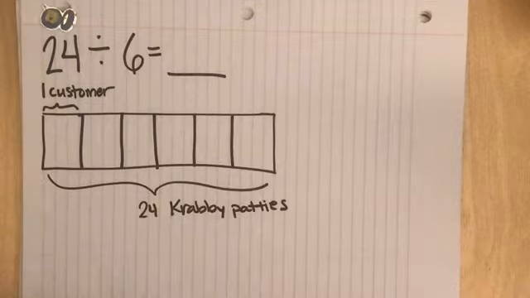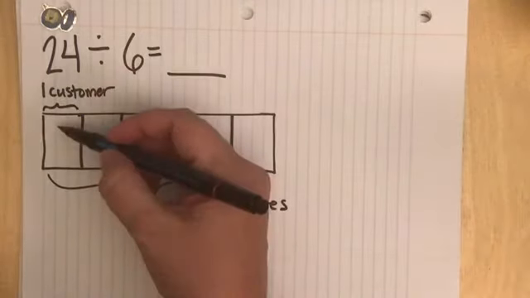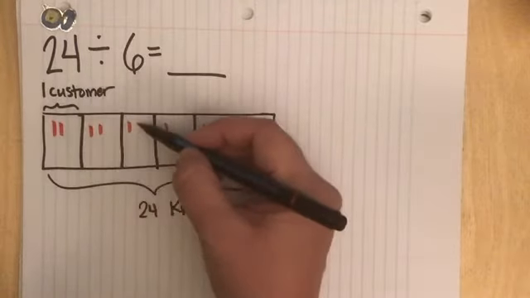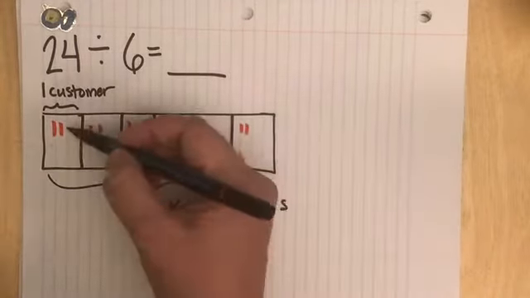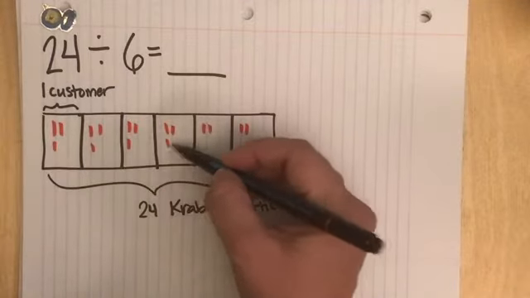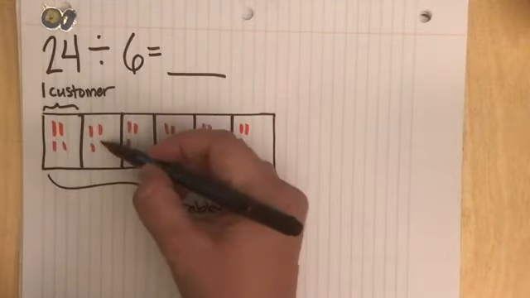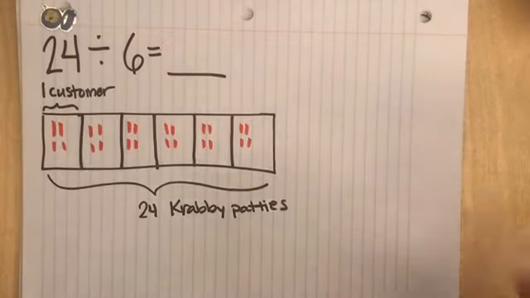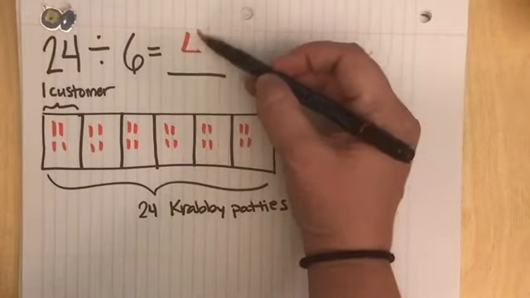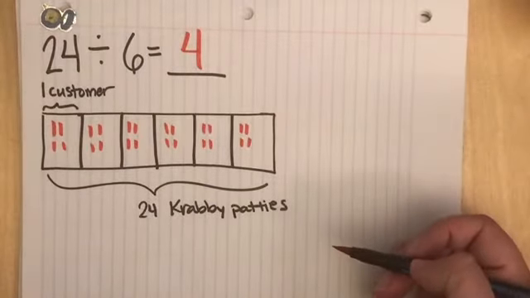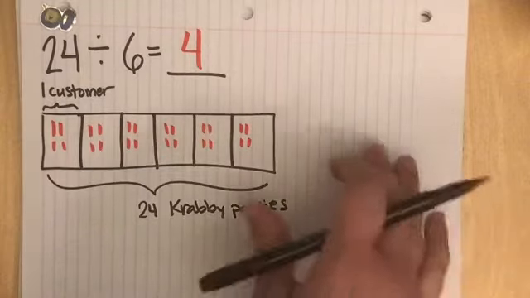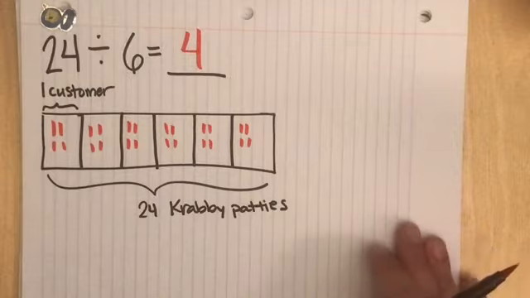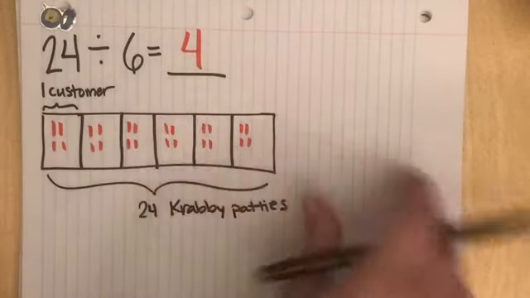All right, I'm going to show you guys the answer. You should have gotten 1, 2, 3, 4, 5, 6, 7, 8, 9, 10, 11, 12, 13, 14, 15, 16, 17, 18, 19, 20, 21, 22, 23, 24. So you should have gotten 4 as your answer, or 4 Krabby Patties for each customer. This should be pretty much review for you guys, just like yesterday's lesson, but we're really focusing on what does division mean. Let's try another one.